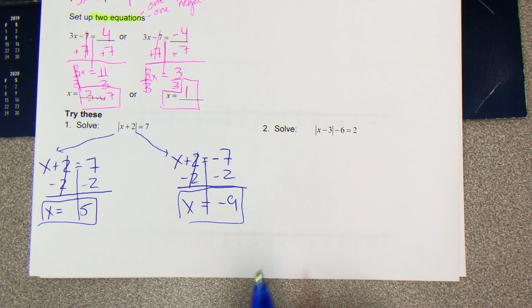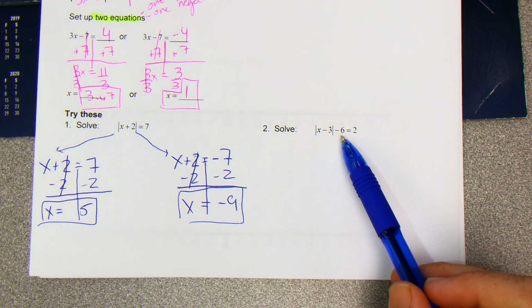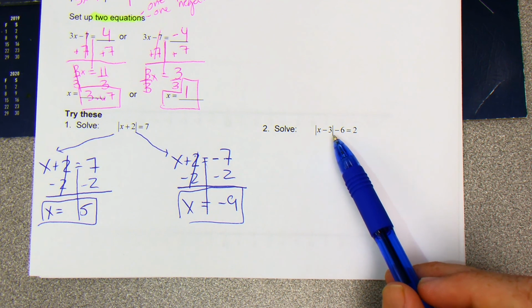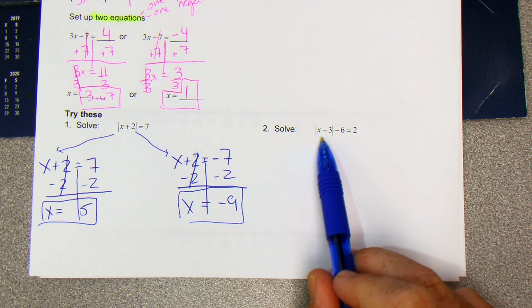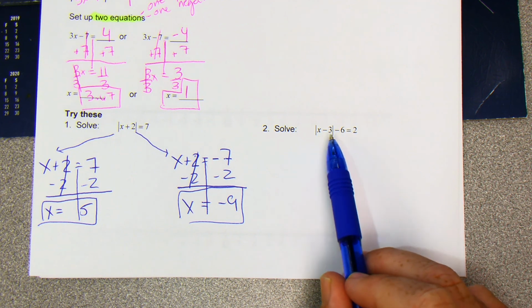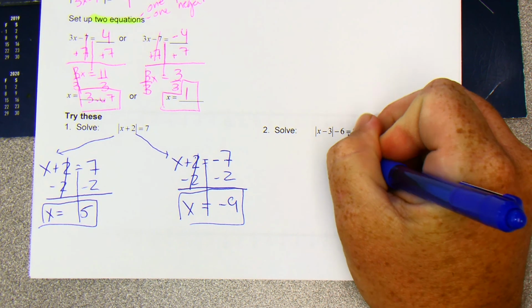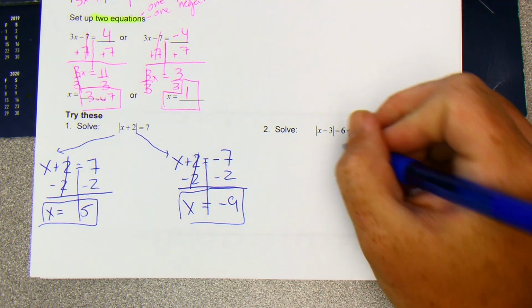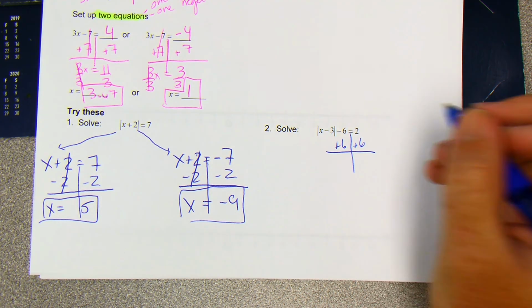As you can see, it's a little bit different than number 1. We do have something that we will need to move before we can split our absolute value up into two equations. That's because this negative 6 is on the outside of the absolute value, and anything that's on the outside of the absolute value, we have to move before we can solve. So in order to move this, we're going to do the opposite. I'm going to do plus 6 and plus 6. The opposite of negative 6 is a plus 6.